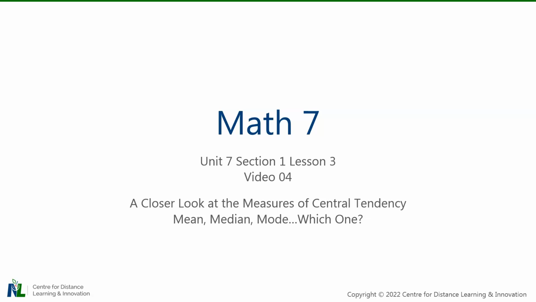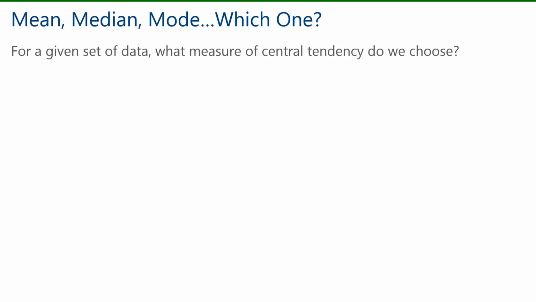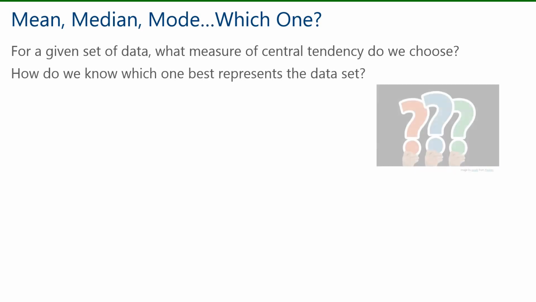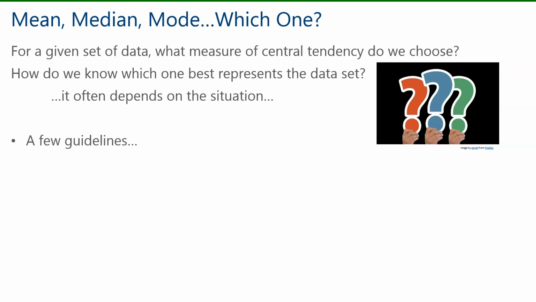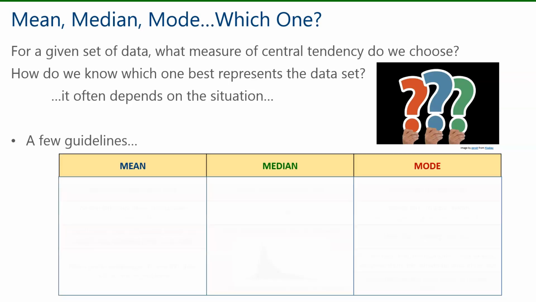Let's have a look. For a given data set, what measure of central tendency do we choose? How do we know which one best represents the data set? Keep in mind that the idea of a measure of central tendency is that we are choosing a value to be representative of a set. Deciding which one to use will often depend on the situation. There are some guidelines that we can follow.